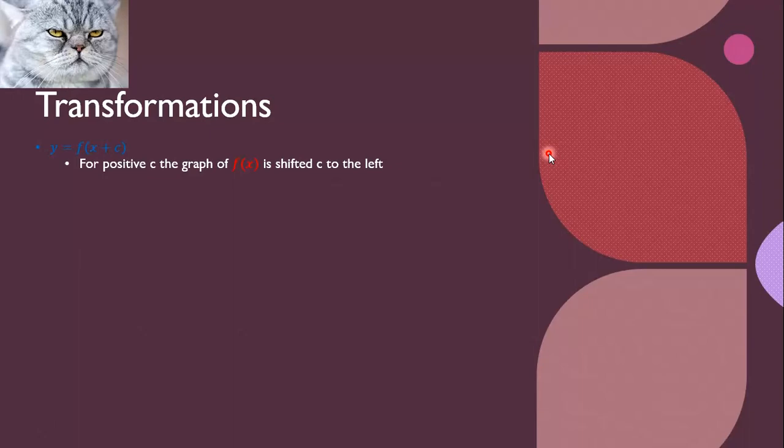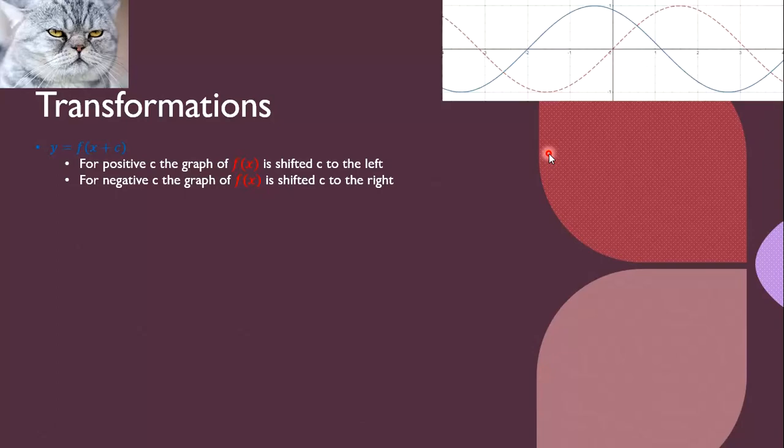For positive c, the graph of f of x is shifted c to the left. For negative c, the graph of f of x is shifted c to the right. So you can see here how that works. The blue is the original one. We've plussed c, and you can see how it's moved.